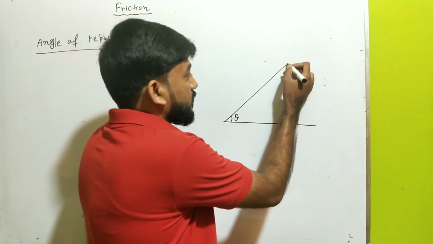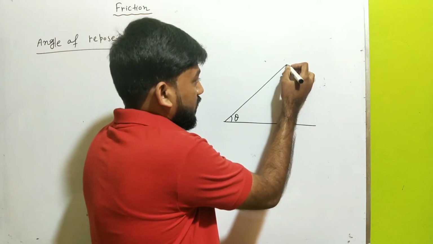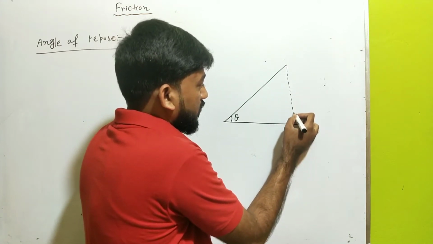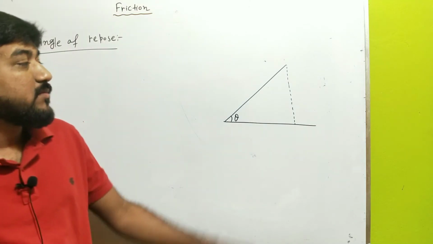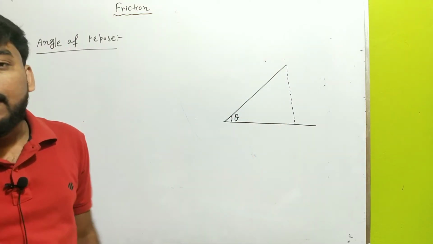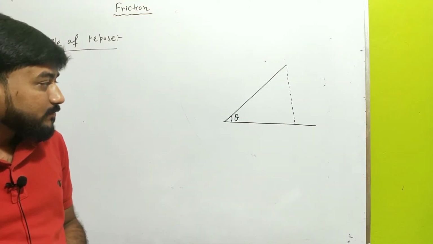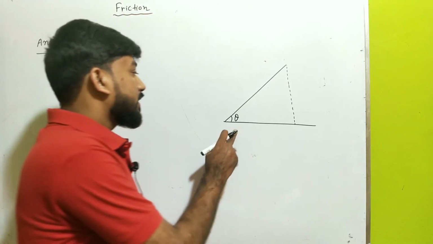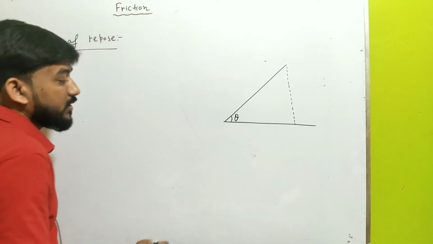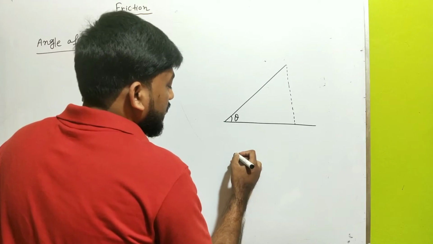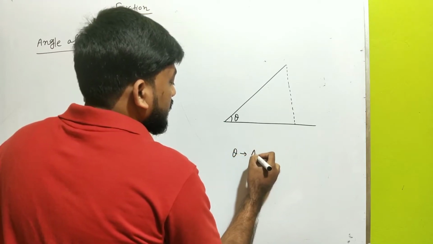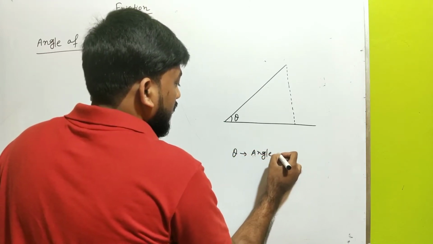Now if we make this complete, it denotes the maximum height of the plane from the ground surface. So this theta is nothing but what is called the inclination angle, or angle of inclination, you can say.